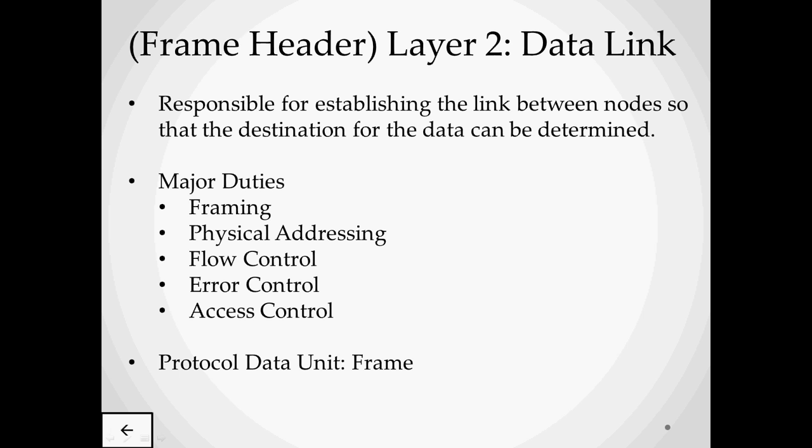Layer 2, the data link layer, is responsible for establishing the link between nodes so that the destination for the data can be determined. The major duties of the data link layer are framing, physical addressing, flow control, error control, as well as access control. The PDU at the data link layer is a frame.